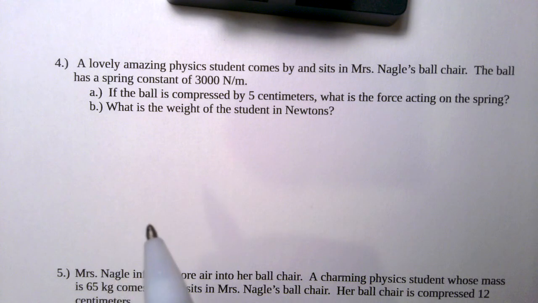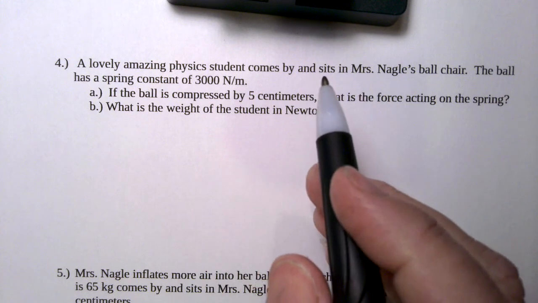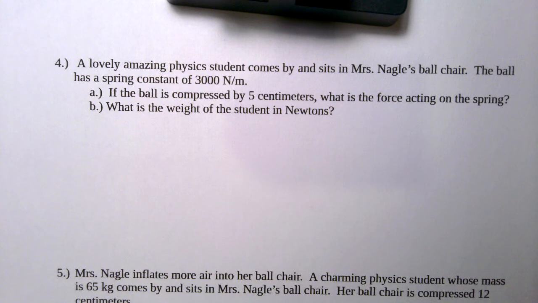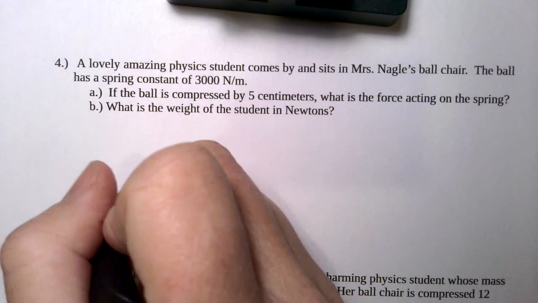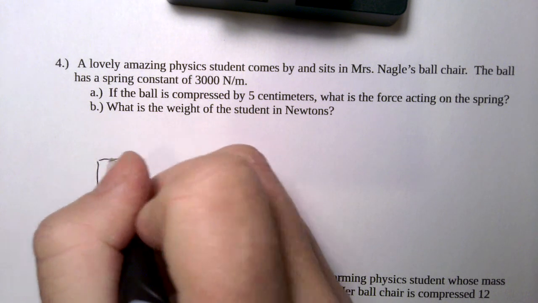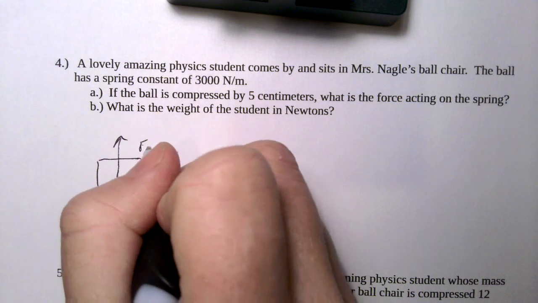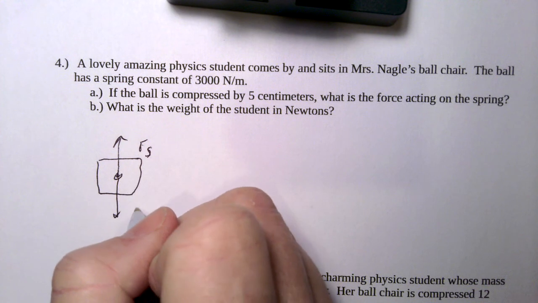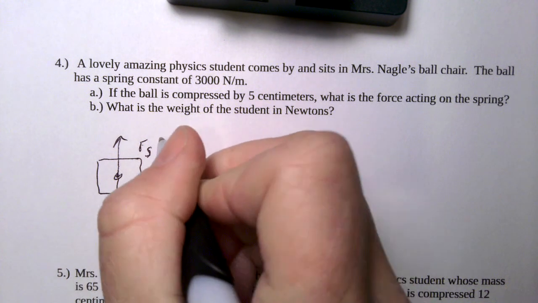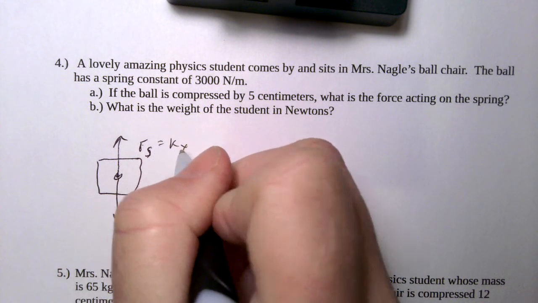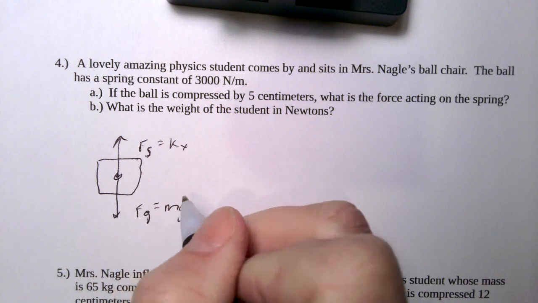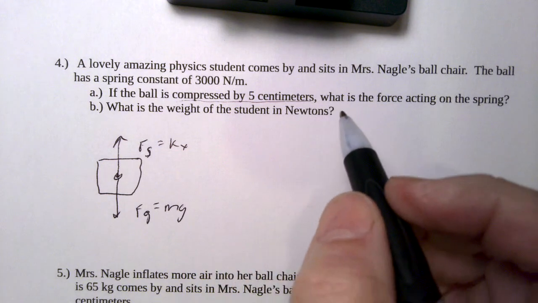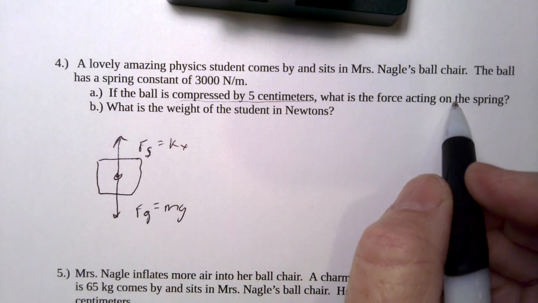All right. Spring: a lovely, amazing student comes by and sits in Mrs. Nagel's ball chair. The ball chair has another spring constant. So I have my student. I'm just going to make a quick diagram. The force of the spring, that's an S. Force of gravity. My force of the spring is Kx. My force of gravity is mg. And let's see what they're asking me. If the ball is compressed 5 centimeters, what is the force acting on the spring?